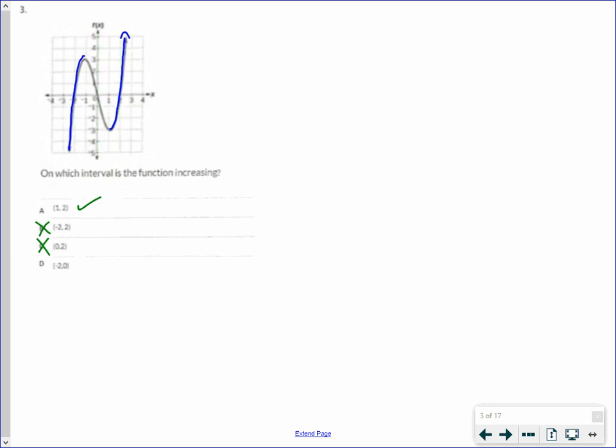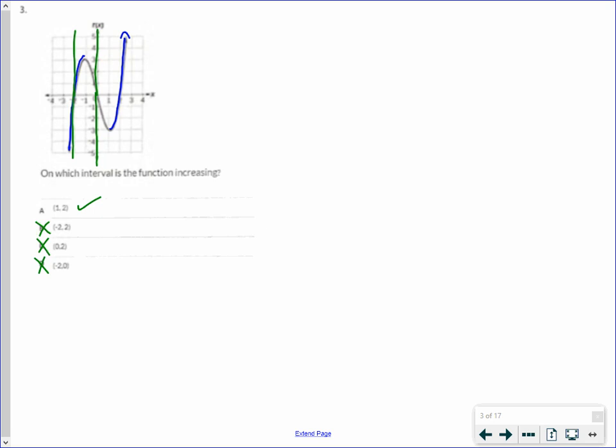And last, we have D, which is from -2 to 0. And like the last answer choice, it looks like we're half increasing, half decreasing. And what we want is just increasing. So that means D is not correct.